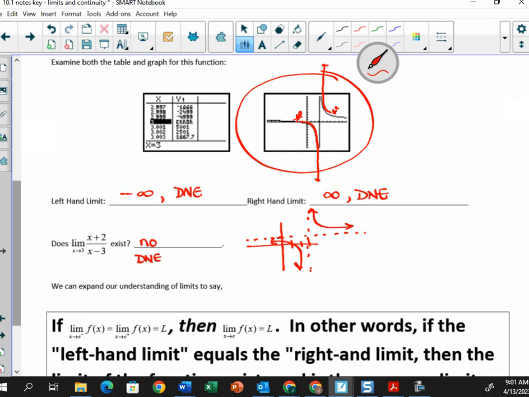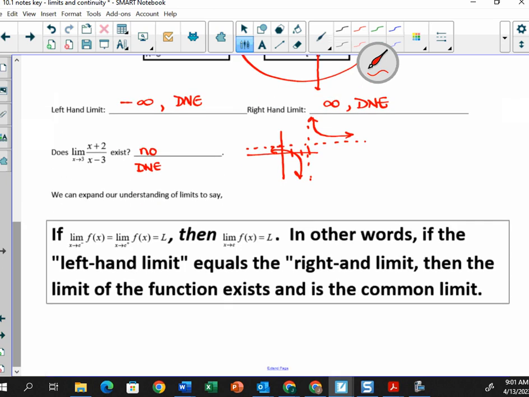Guys, I don't know why this isn't bold at the bottom of your paper, but it's very important. Yes, Finn? I know how to graph rationals. Because we did that earlier. Yeah, you have to know vertical asymptotes, horizontal asymptotes. Look back over your rationals. Definitely don't have time today to reteach rationals. Okay?